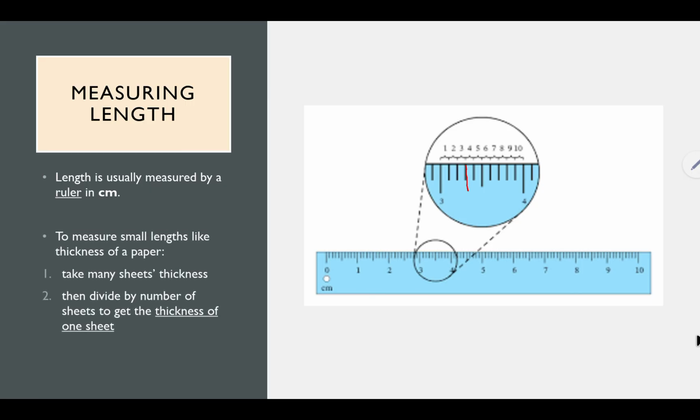What if I'm measuring something very small, like the thickness of a paper? What do I do? Then I need to take many sheets of paper, measure their total thickness, and then divide by the number of sheets that I have to get the thickness of one sheet. How do we do that?